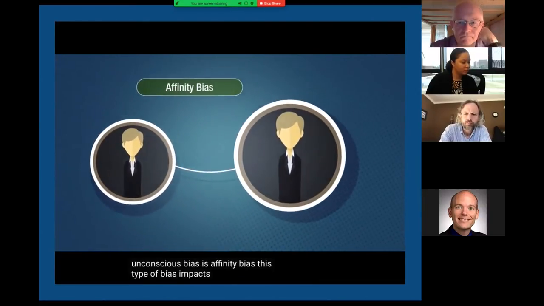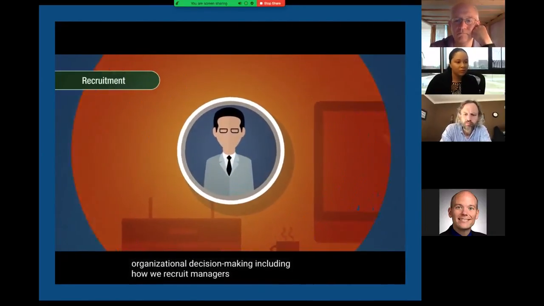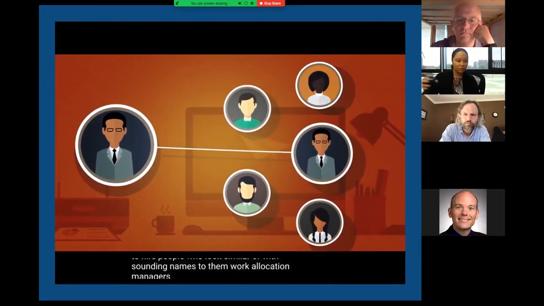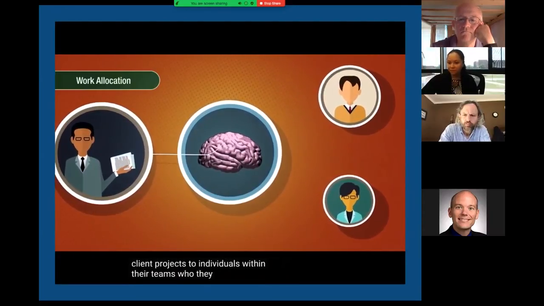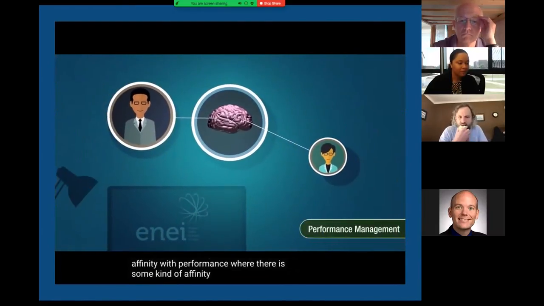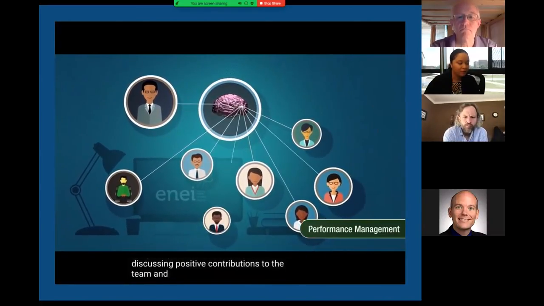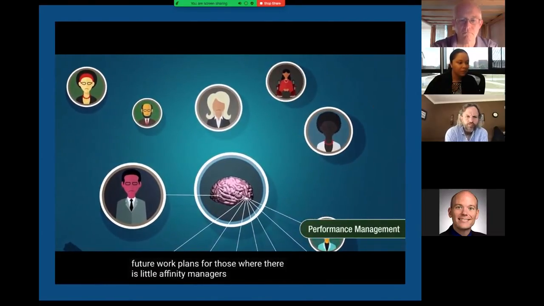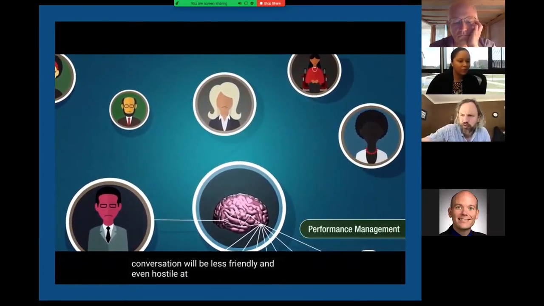This type of bias impacts talent processes in organizational decision-making, including how we recruit. Managers are more likely to hire people who look similar or with similar sounding names to them. Work allocation. Managers are more likely to assign key client projects to individuals within their teams who they have an unconscious affinity with. Performance. Where there is some kind of affinity, managers are more likely to spend time informally discussing positive contributions to the team and will focus on development and future work plans. For those where there is little affinity, managers are more likely to question past performance. The conversation will be less friendly and even hostile at times.